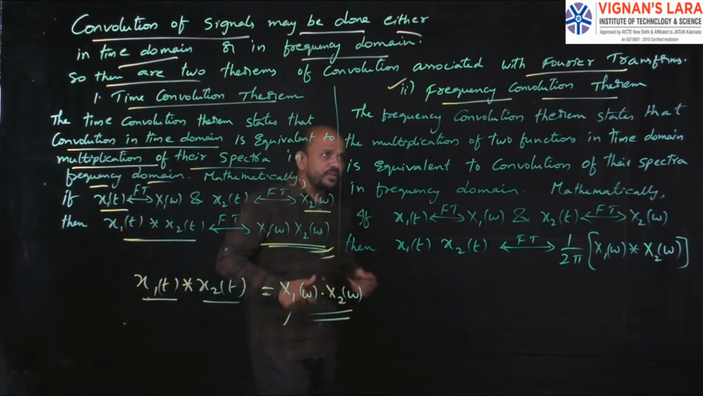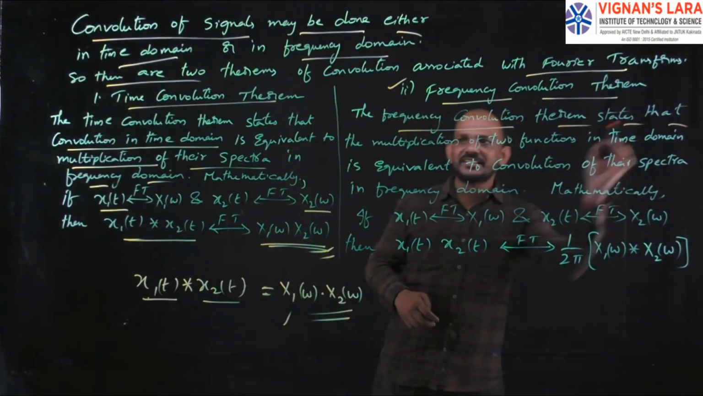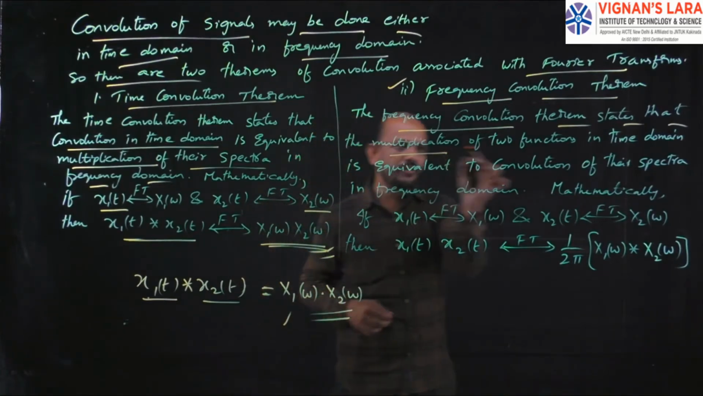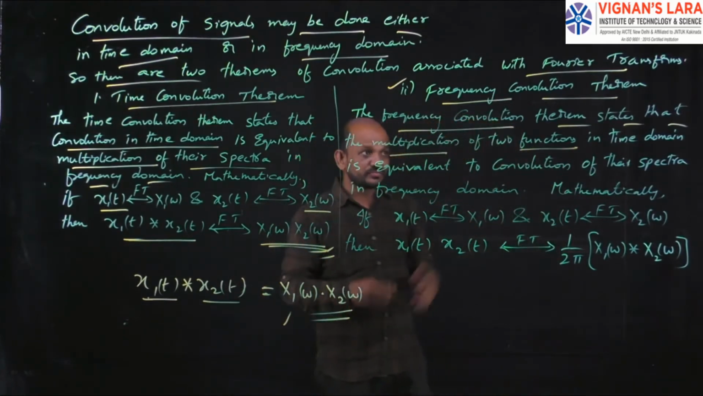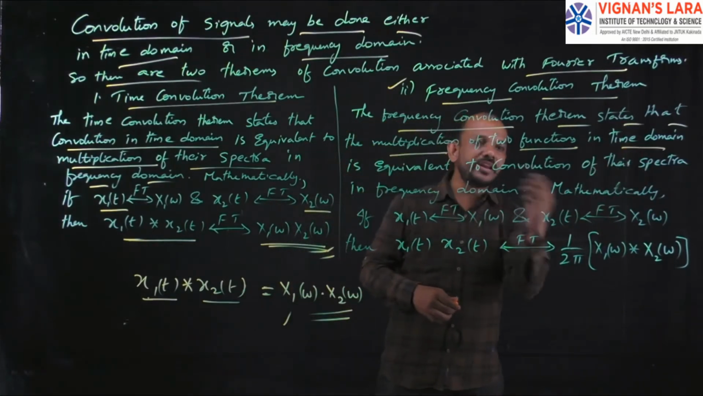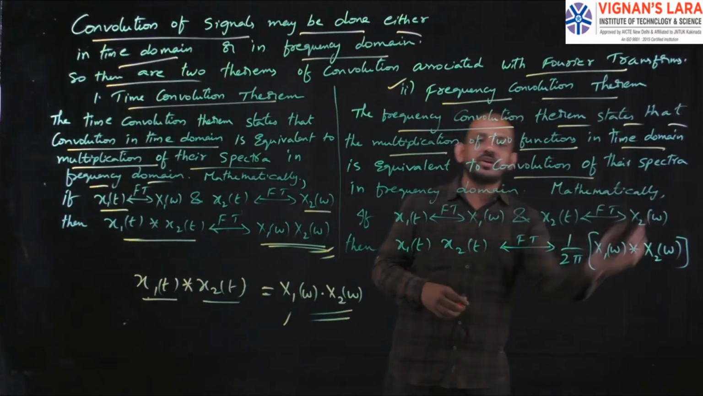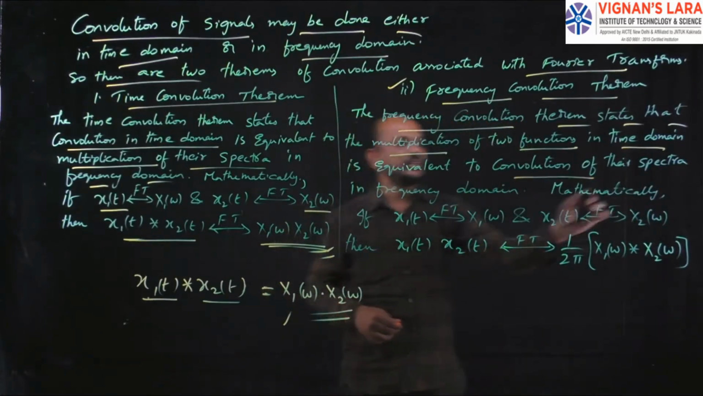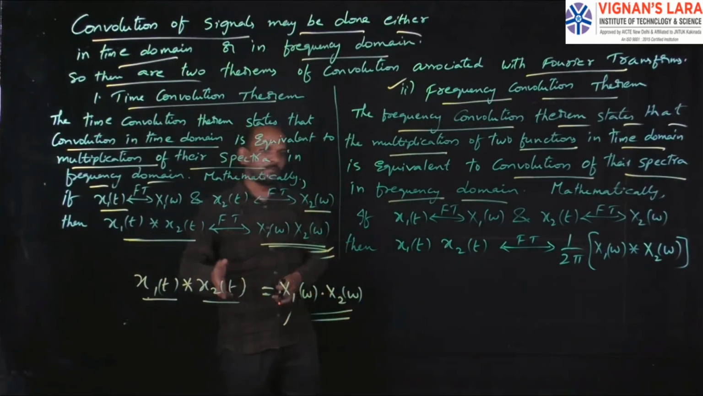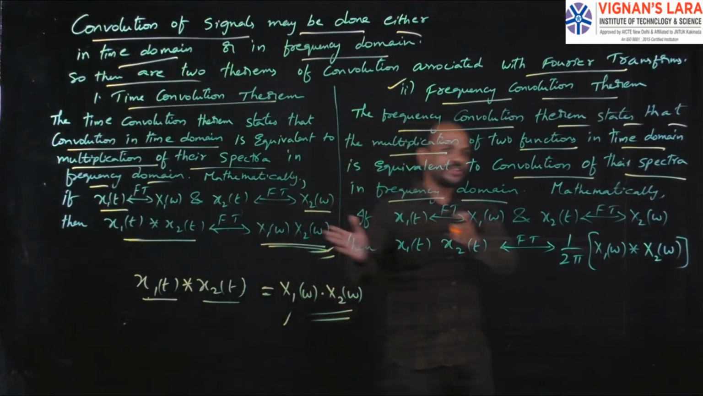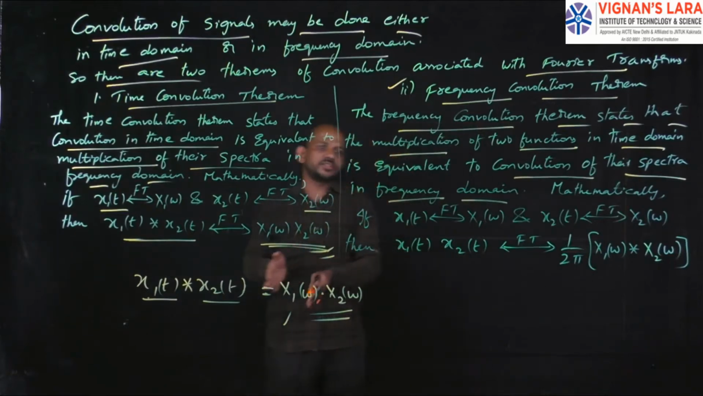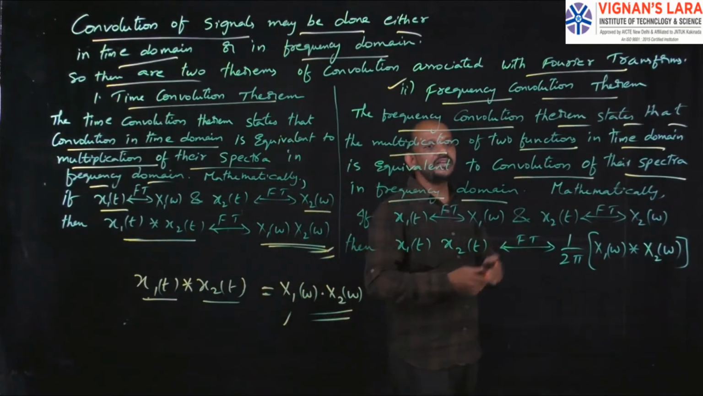Here the frequency convolution theorem states that the multiplication of two functions or two signals in time domain is equivalent to the convolution of their spectrum in frequency domain. Already told you. So convolution in one domain changes to multiplication in another domain. In the same way, multiplication in one domain changes to convolution in another domain.